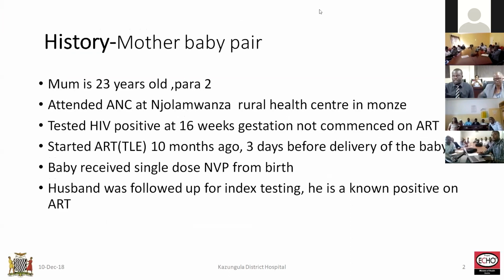Actually, it was not just a single dose. The child was given NVP to continue, not to stop there and then. The child continued on NVP. For how long was the NVP given? It's not really documented. It's just written in the DBS register that the child was given nevirapine. Okay, thank you.